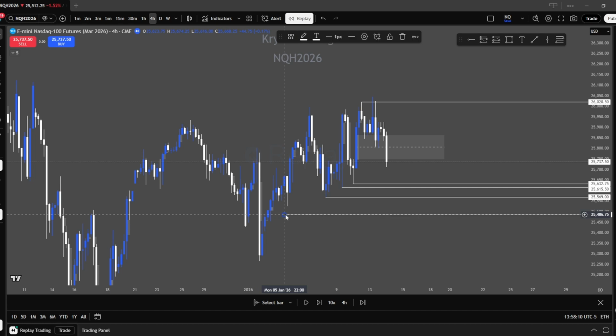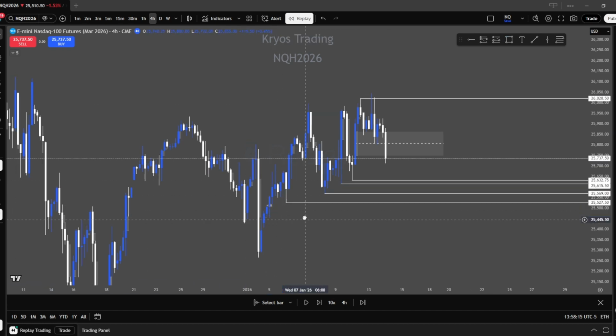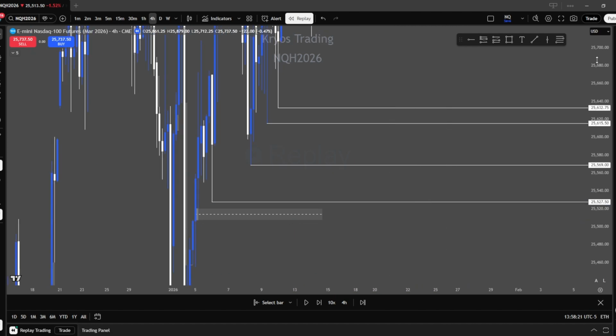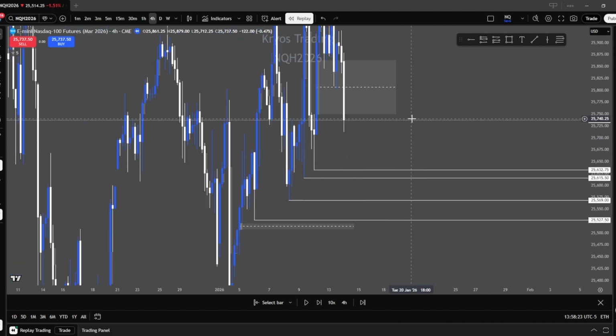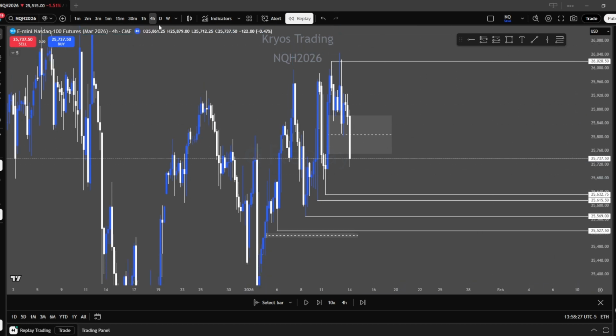And I've been mentioning this 4 hour fair value gap for a while now. If you go back on all my recaps, I've been saying I want to see this 4 hour fair value gap get filled because it's a really good pool of liquidity. So yeah, going into the day I was bearish.